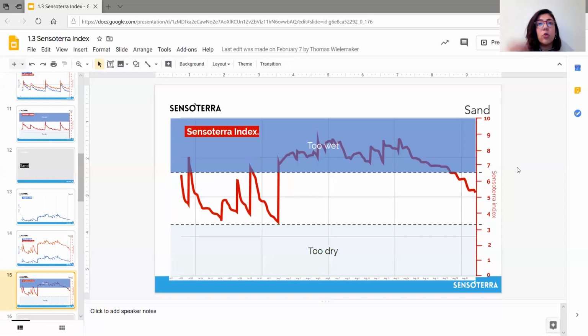So let's have a look at the too dry, too wet, and healthy zones. You see that your healthy zone goes from 3.3 to 6.6, but that you constantly need to irrigate more than peat soils, because peat soils have a higher water holding capacity, so they retain more water in the soil.